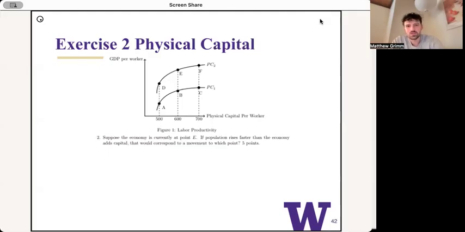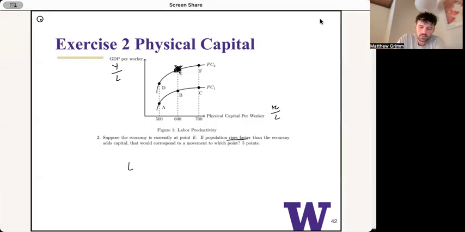Okay, so same graph, but now we are at point E. Very nice. And we're saying if population rises faster than the economy adds capital, what would that correspond to a movement to which point? So where are we moving? We're at point E. Now let's see, we have the population rises faster. On the X axis, remember this is GDP per worker, so this is Y over L. Physical capital per worker is K over L.